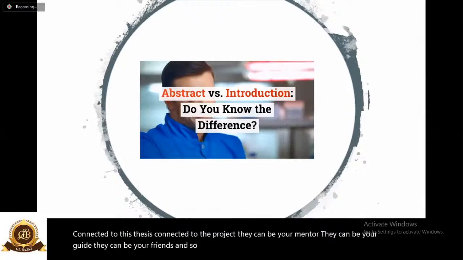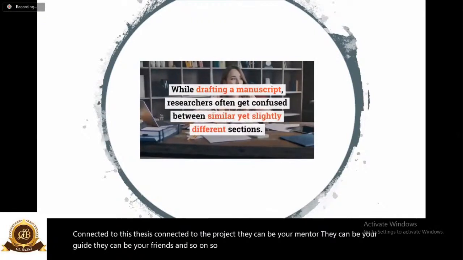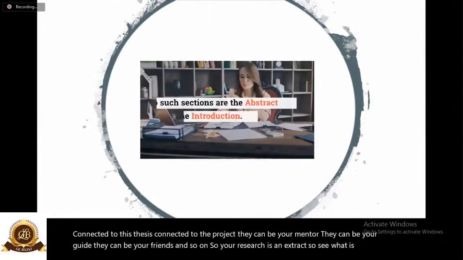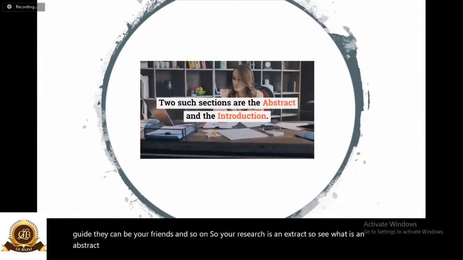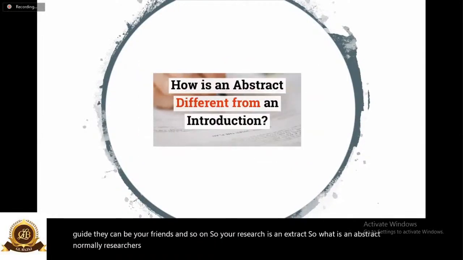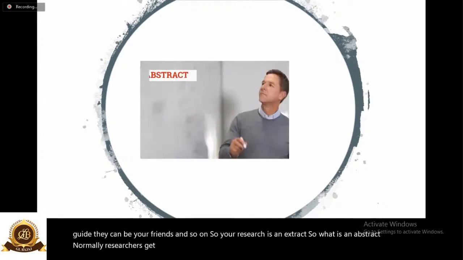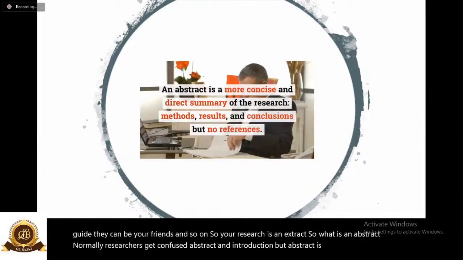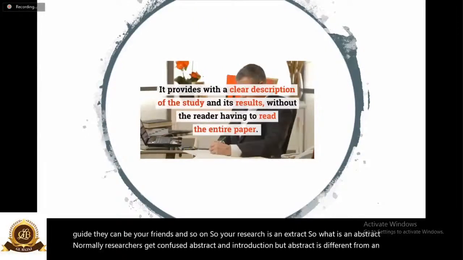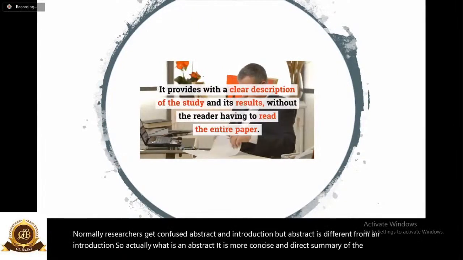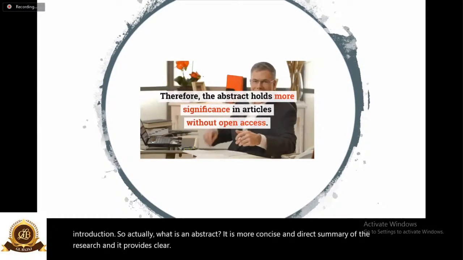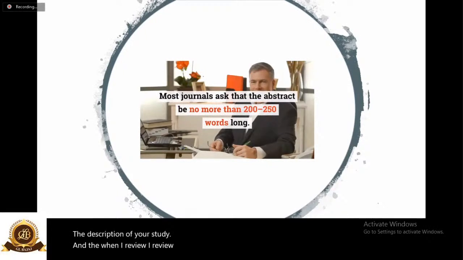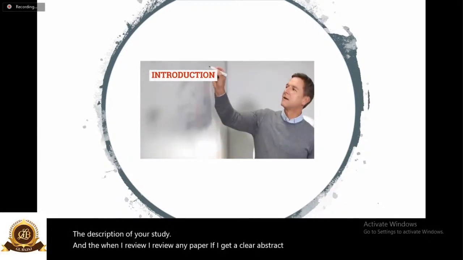The very important part of your thesis is an abstract. So see, what is an abstract? Normally, researchers get confused between abstract and introduction, but abstract is different from an introduction. So actually, what is an abstract? It is a more concise and direct summary of the research, and it provides a clear description of your study. And when I review any paper, if I get a clear abstract, I give that paper more chances of acceptance.